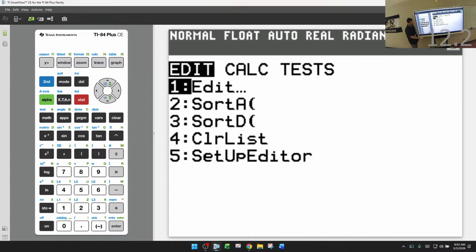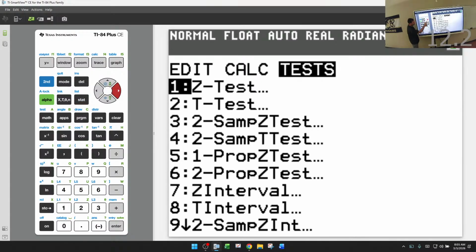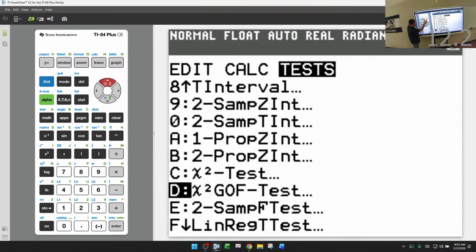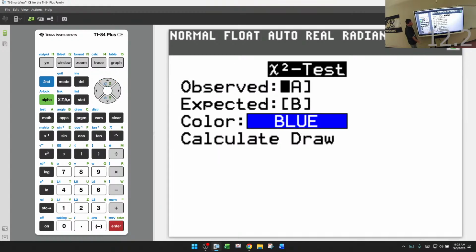Stat, tests, go down to chi-squared. This time, you're not going to do the chi-squared golf. You're going to do the first chi-squared test. This is what makes it a little bit more difficult for you guys because there's 2 different tests on here. This one was last Friday. This one's today.